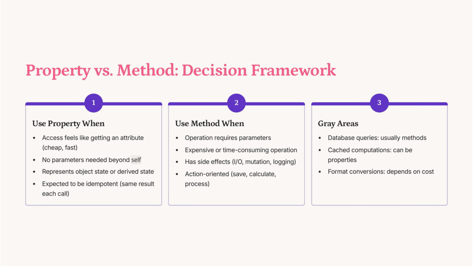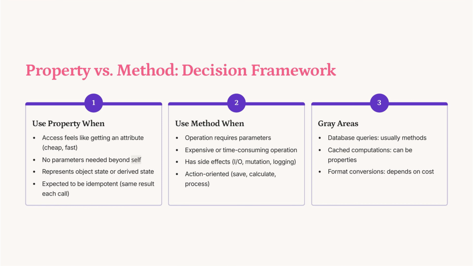Deciding between properties and methods hinges on context. Use properties for quick, parameterless access to object state, ensuring idempotency. Opt for methods when operations need parameters, are costly, or have side effects.